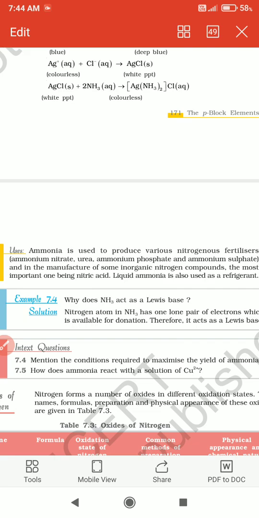If you have any doubts regarding this concept, kindly inform me. The remaining points we will see in tomorrow's class.